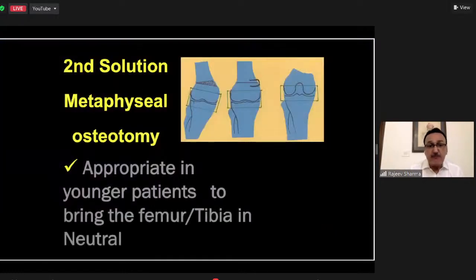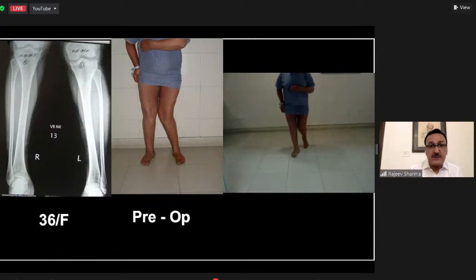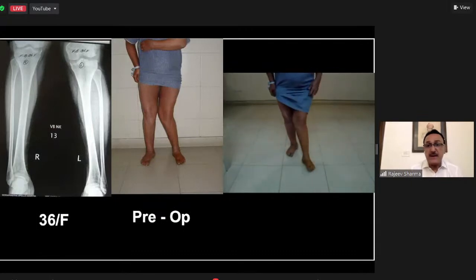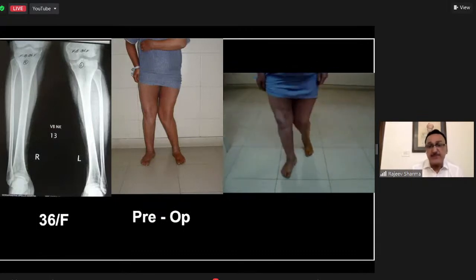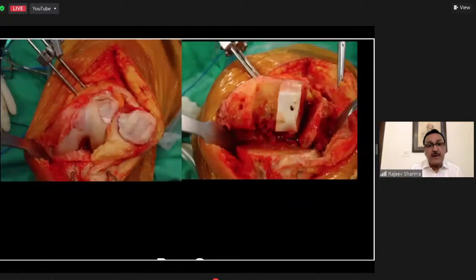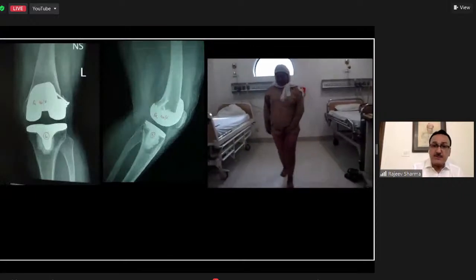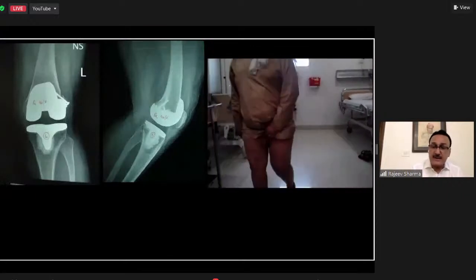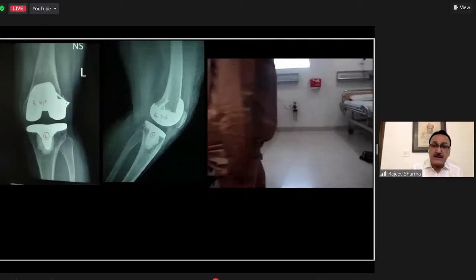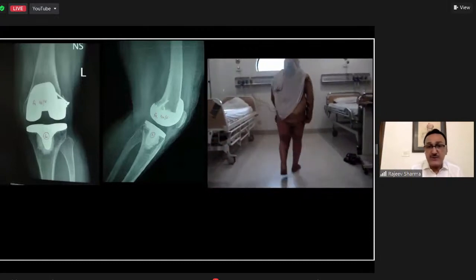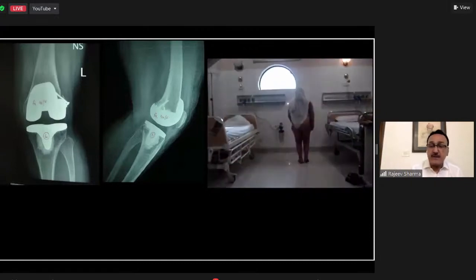Metaphyseal osteotomy is appropriate in younger patients to bring the femur and tibia to neutral. For example, this patient has a significant valgus, and the valgus is mostly in the femur. And we see that the lateral epicondylar osteotomy is done, and the lateral epicondyle is pushed distally, as Dhan Shekhar has explained, and then fixed with the screws. Initially, you may fix it with K-wires.